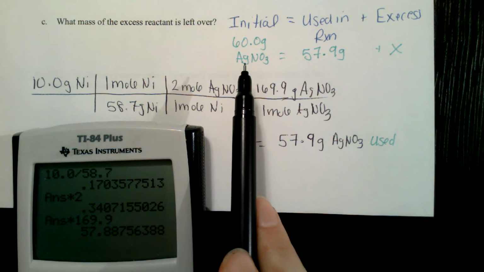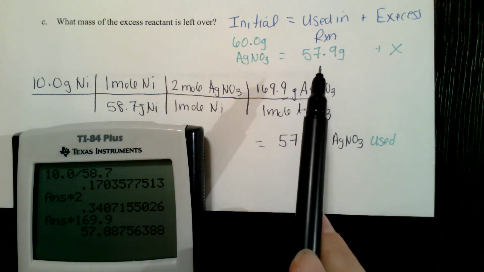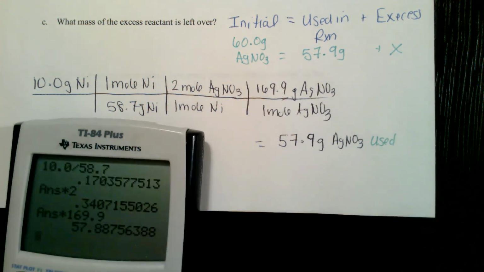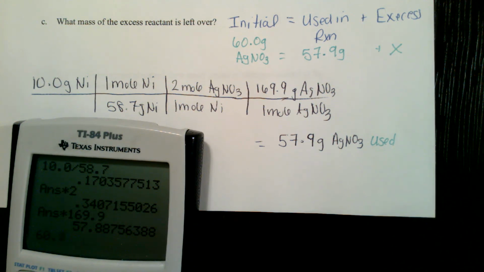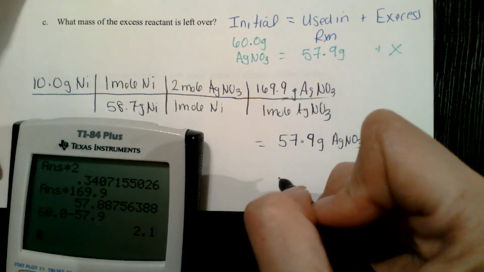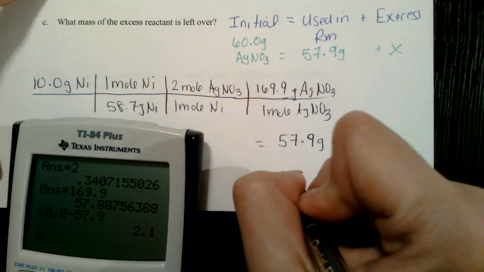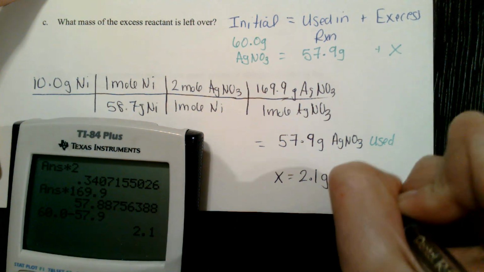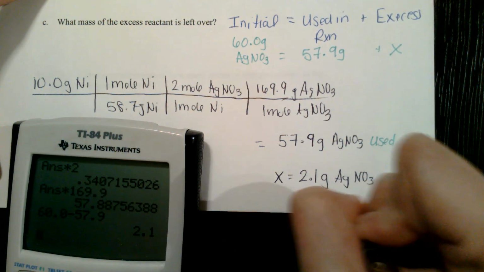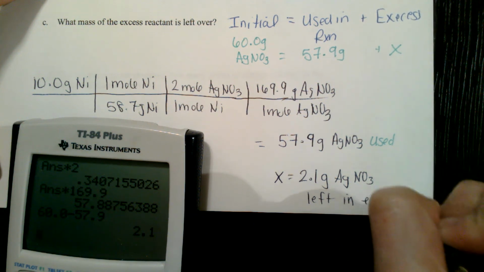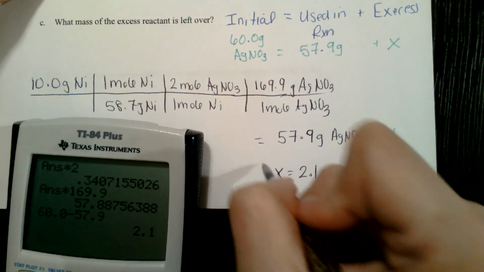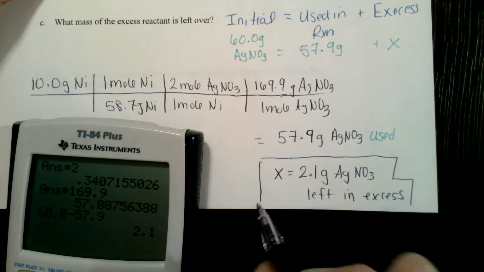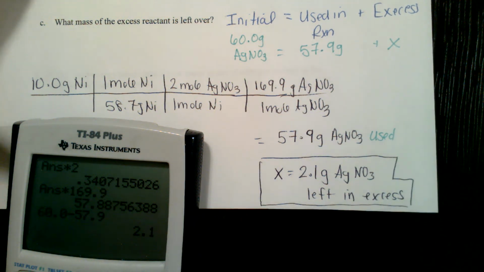So I had 60 grams to start. I used 57.9 in the reaction, so I want to know what's left over. So I'm going to take my 60, and I'm going to subtract my 57.9, and I have 2.1. So X there equals 2.1 grams of AgNO3 left in excess. Okay, so that's what was not used in the reaction, that would have been left over in the reaction there.